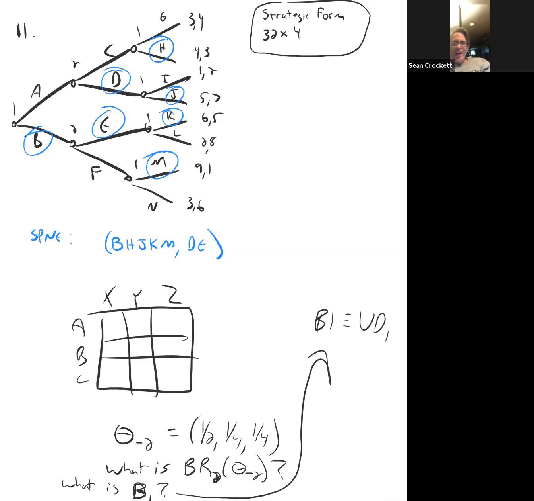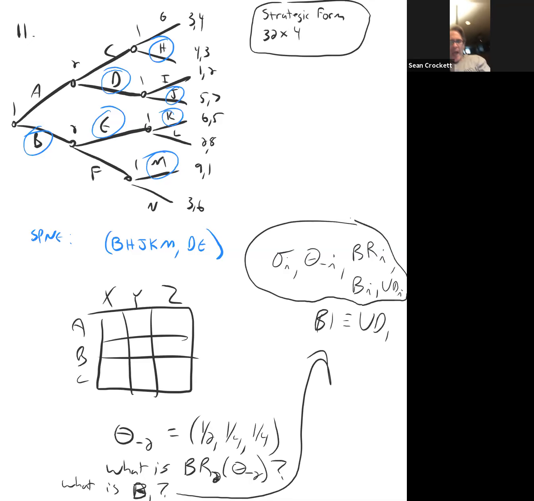So out of all the early stuff, know how to translate descriptions into trees into matrices. You're definitely going to have to be able to do that. Also know what theta or sigma i is, what theta minus i is, what BRi is, what Bi is, what UDi is. That's pretty much all the notation. So if I throw in just BRi and a theta minus i, I'll expect that you know what those mean. And if there are 20 questions on the final, that's probably a good guess.